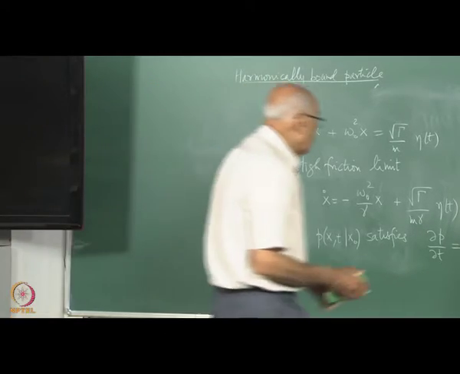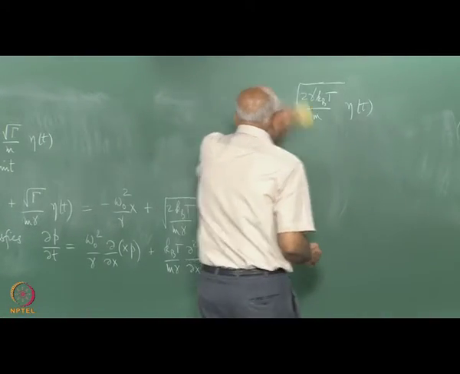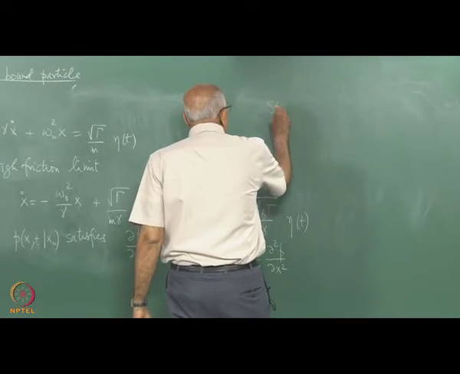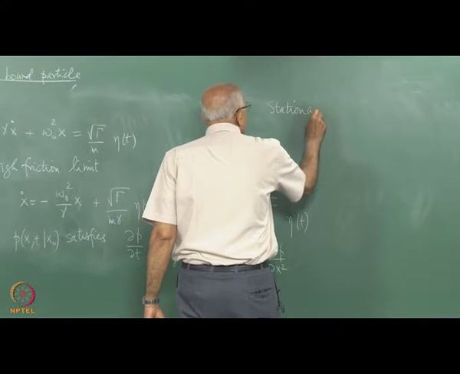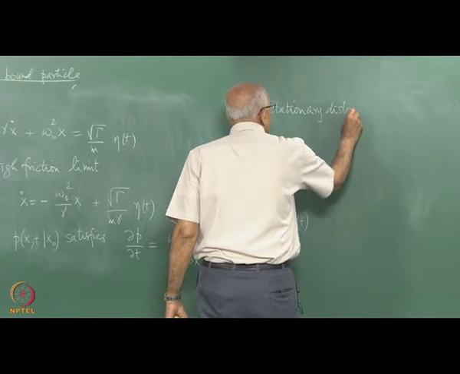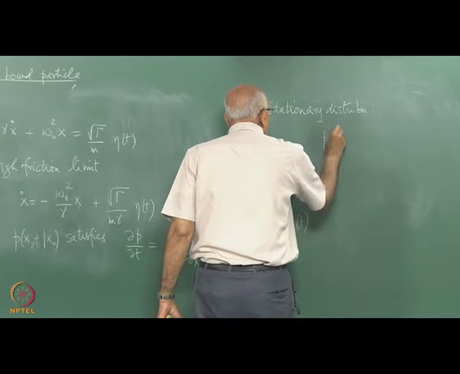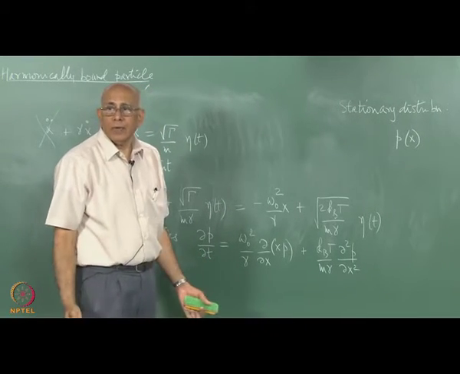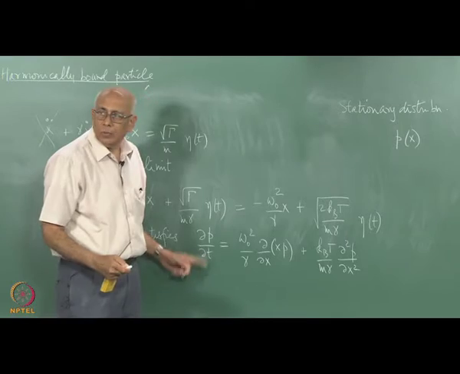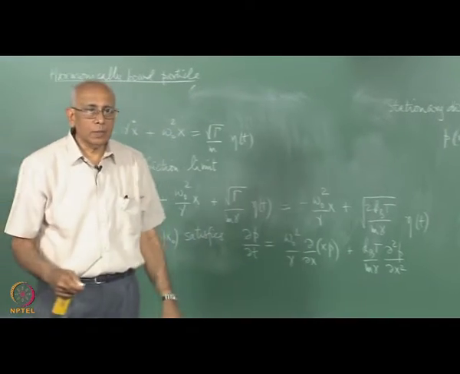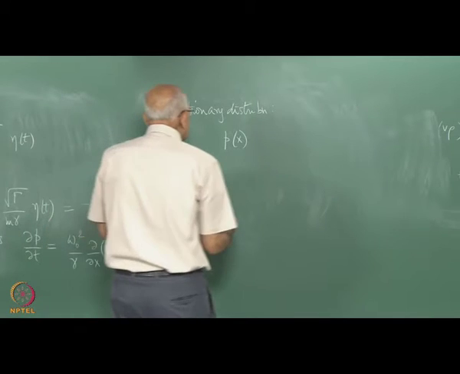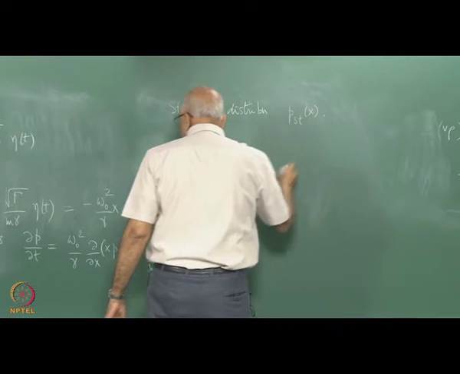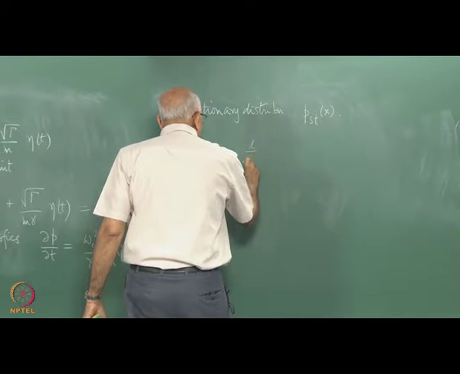Okay. As soon as you have that, what does that imply? It says something very interesting. It says immediately that a stationary distribution would exist, P of x as t tends to infinity, and it should satisfy an equation in which this term is 0, delta p over delta t is 0, right. It must satisfy, P stationary of x must satisfy d over dx.